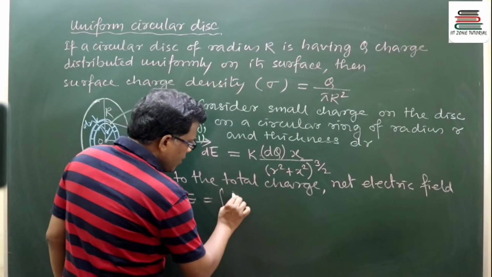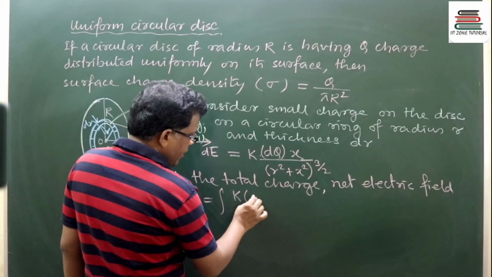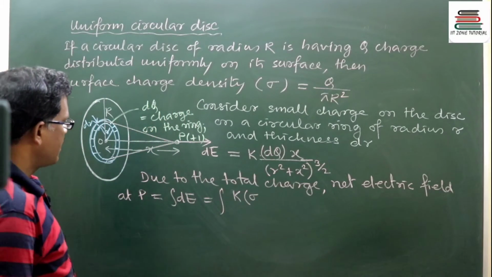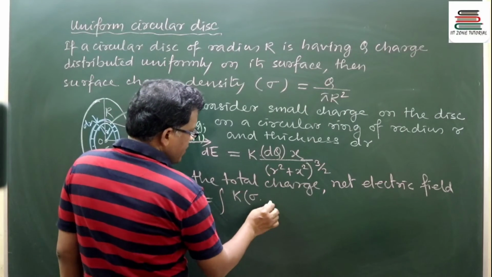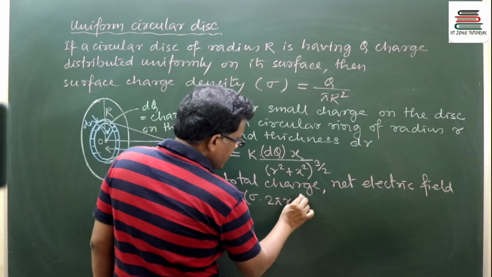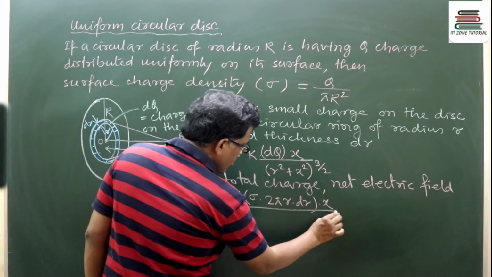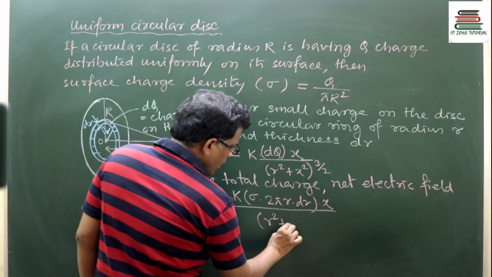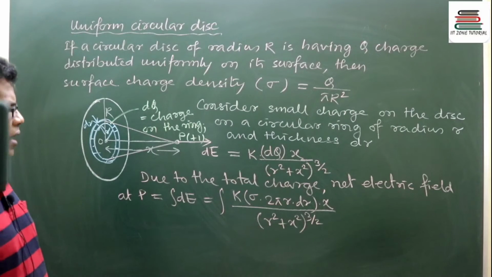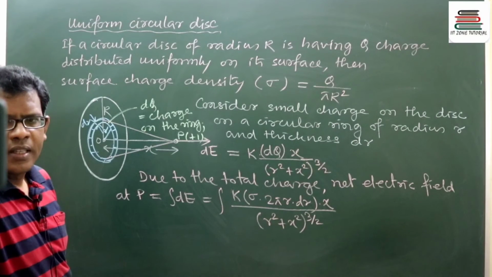So integration will be done of this expression, that is k into dq. Instead of dq, what we can write down is sigma, the surface charge density, into the surface area of the ring. The surface area of the ring will be circumference into thickness, that into x, whole divided by small r square plus x square to the power 3 by 2. Could you follow this? Instead of dq, I have split it as the surface charge density into the surface area of the ring.